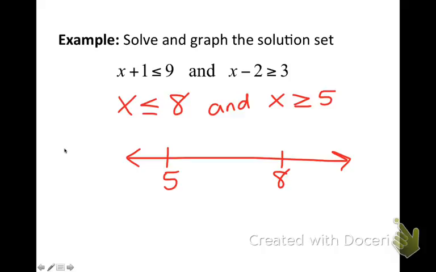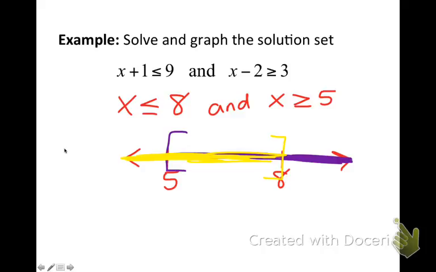At 5, is it going to be a parenthesis or a bracket? Bracket. And I want to go greater than, so I'm going to use a different color because I can. Let's go purple. Bracket, and I'm going to shade to the right. Then at the 8, what am I going to put, bracket or parenthesis? Bracket, and I'm going to shade to the left.